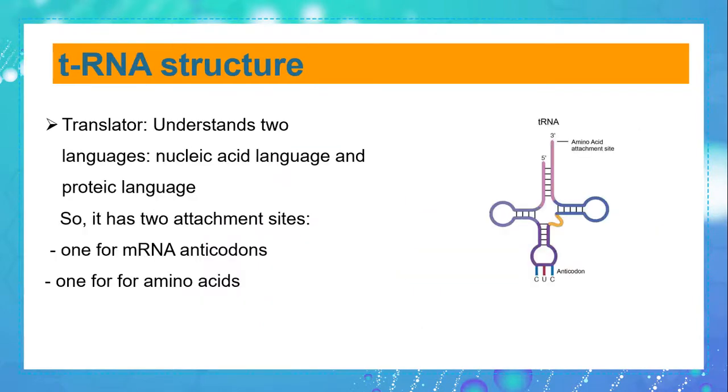The coded message carried by mRNA to ribosomes needs a translator capable of understanding two languages, the nucleic acid language and the protein one. This translator is the transfer ribonucleic acid, or tRNA. It is a short single-folded chain and has two attachment sites, an amino acid attachment site and an anticodon attachment site. Keep in mind that mRNA is also, like tRNA, a single-stranded molecule, but it carries the codons, while tRNA holds anticodons complementary to the codons found on the mRNA.